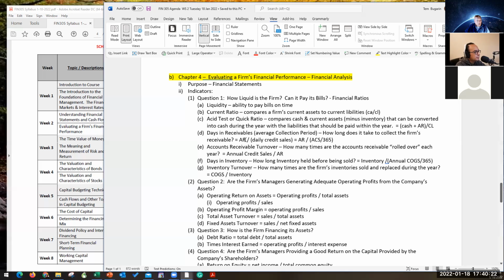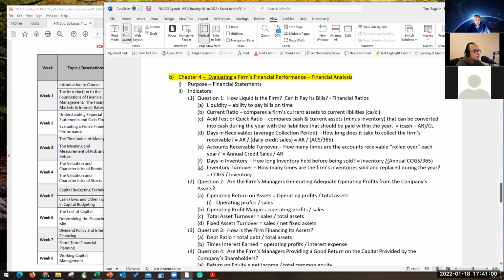Okay. Now, what's days in receivable? It's the accounts receivable divided by the daily credit sales. And they extend that to a daily, which means accounts receivable over a given 365 days. So they can convert it to days. Okay. Accounts receivable turnover. How many times are the accounts receivable rolled over each year? That's annual credit sales divided by accounts receivable.